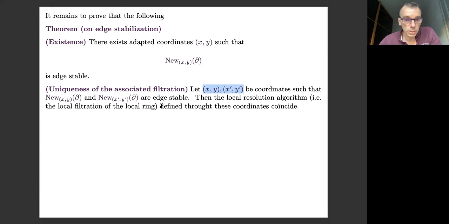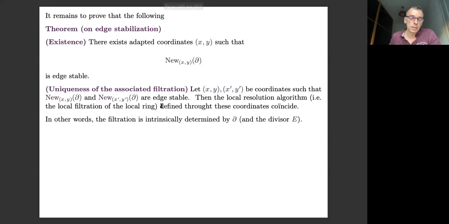So the second statement says, more precisely, that the filtration is something which is intrinsically determined by delta and the divisor. So it doesn't depend on the choice of coordinates, as long as you choose coordinates which are stable.